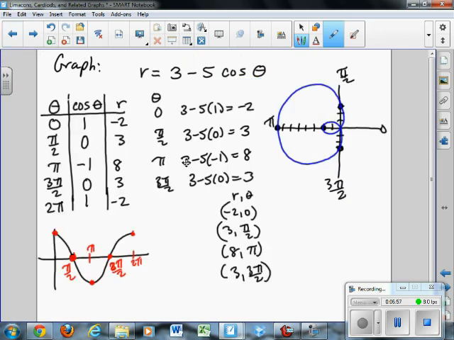It is helpful to know, however, that when you see this -5 cosine theta, the biggest part of the graph is going to be to the left. That's a good check to make sure when you plot points that you are getting the correct graph. So hopefully that was some helpful tips for you about graphing limacons. And practice with some of the graphs that I gave you in the review sheet, and that should really help too.